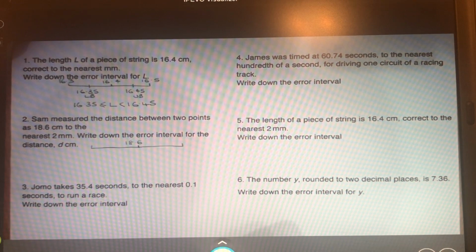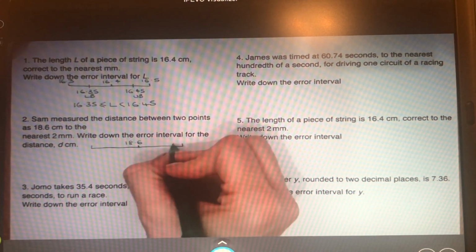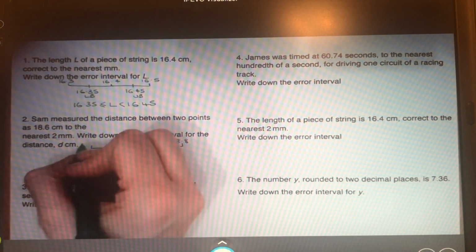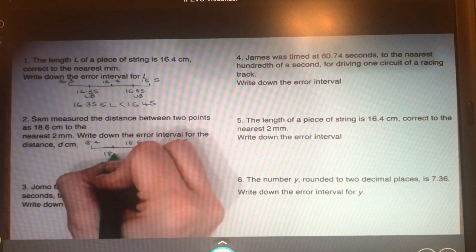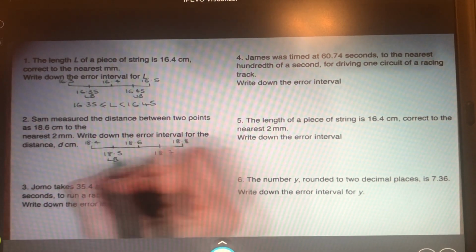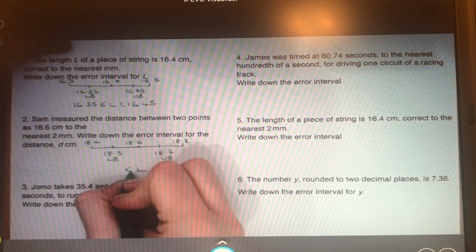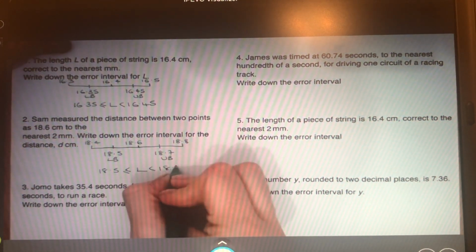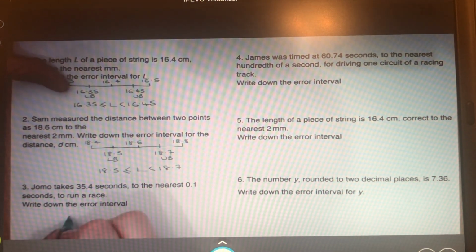Okay, so to the nearest 2 millimetres, so these are your millimetres here. So 2 millimetres more is 18.8, 2 millimetres less is 18.4. So your halfway values are 18.5 and 18.7. This is your lower bound, this is your upper bound, so your error interval is going to be 18.5 and 18.7. Okay, next question.